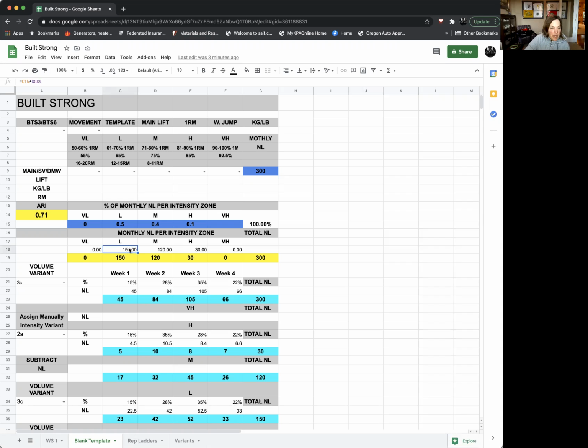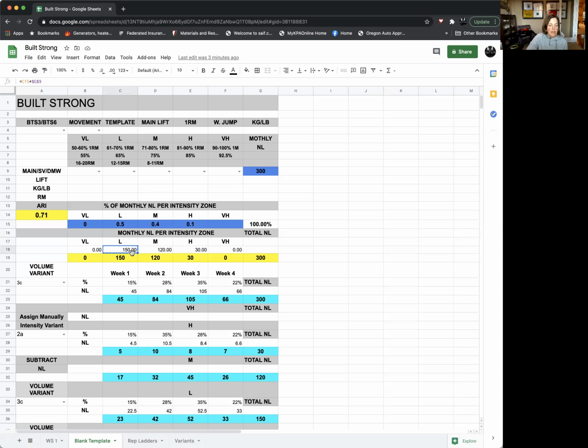But in your light zone, you're going to take the percentage that you plugged in. These are the numbers that we use to calculate the ARI. So here it's going to be 0.5. So you use that. In my spreadsheet, it's C15 times the total number of lifts. And then you're just going to carry that formula all the way across. And again, there may be some rounding, so I just plug the numbers in here.